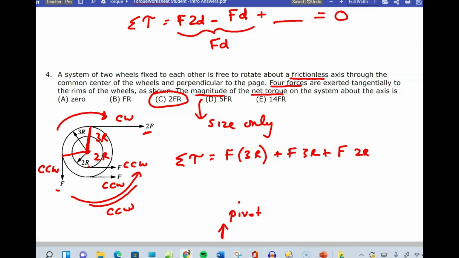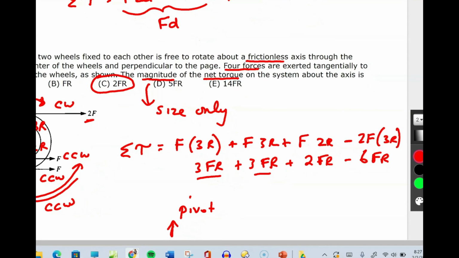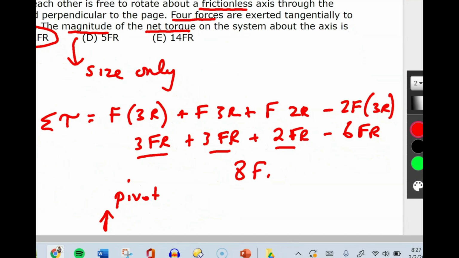And then that big clockwise torque, which is negative, is 2F times a moment arm of 3R. So it's 2F times 3R. So you've got 3FR plus 3FR plus 2FR minus 6FR. So 3 plus 3 is 6, plus 2 is 8FR, minus 6FR equals 2FR.